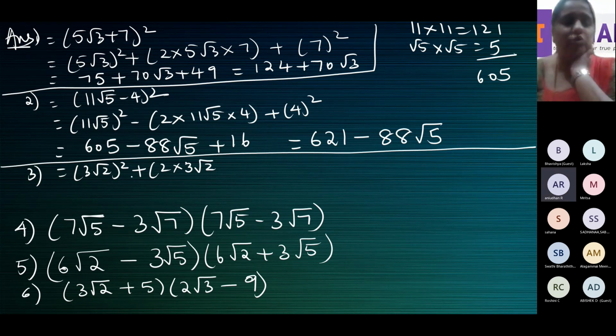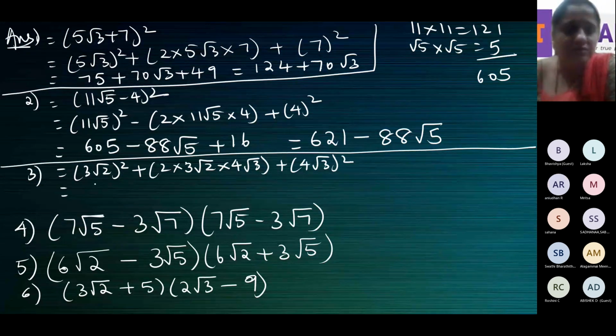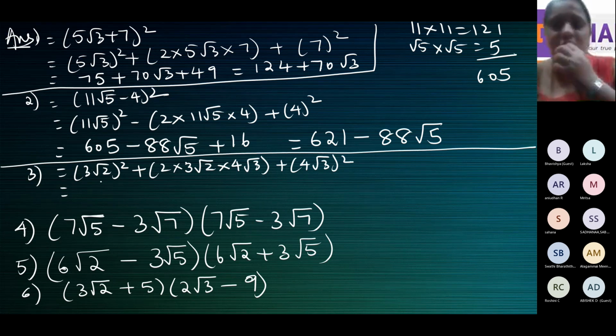Okay, children, what is it? 3 root 2 the whole square plus 2 into 3 root 2 into 4 root 3, ma'am, plus 4 root 3 the whole square. Okay. What is 3 root 2 the whole square, Aniruddhan? I'm sorry, Aniruddhan, I'm not able to hear you. I can't hear you, darling. What is 3 root 2 the whole square, children?